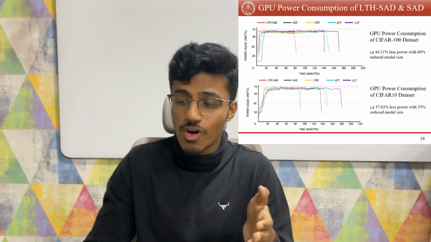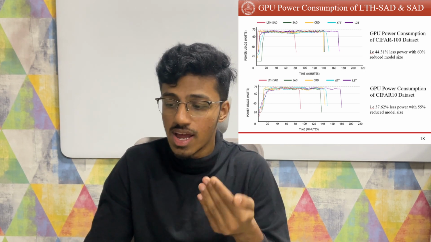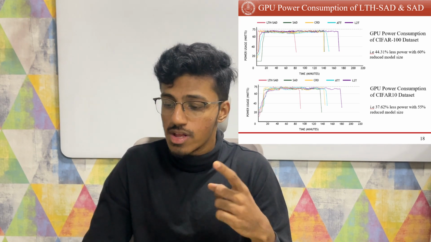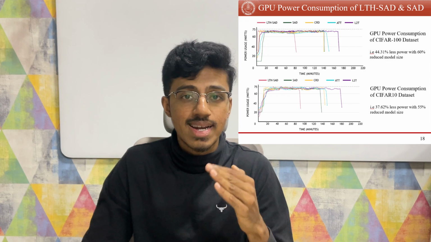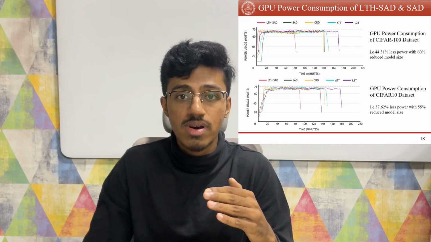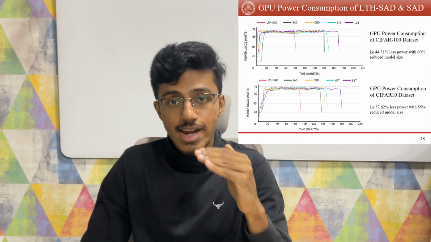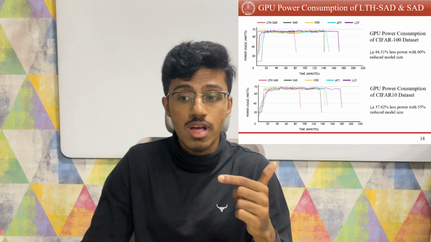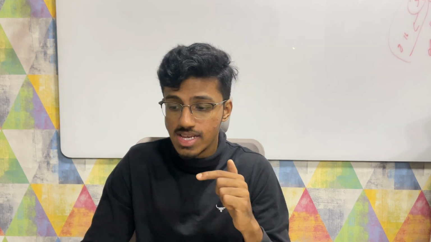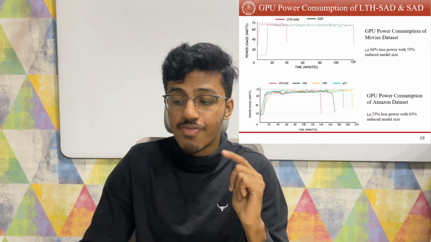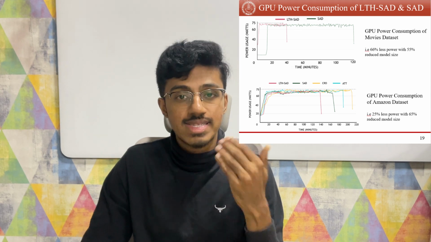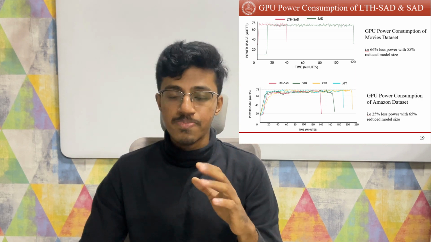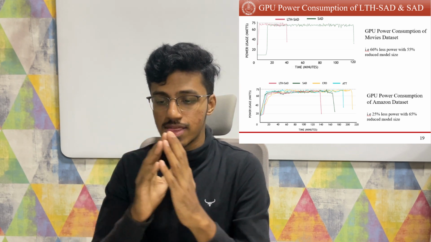So we achieved 44.31% less power with 60% reduced size model using the CIFAR100 dataset. For the CIFAR10 dataset, we have achieved 37.62% less power with 55% reduced model size, and 66% less power consumption with 55% reduced model size using the movies dataset, and finally 25% less power with 65% reduced model size using our Amazon dataset. So this was the first case.